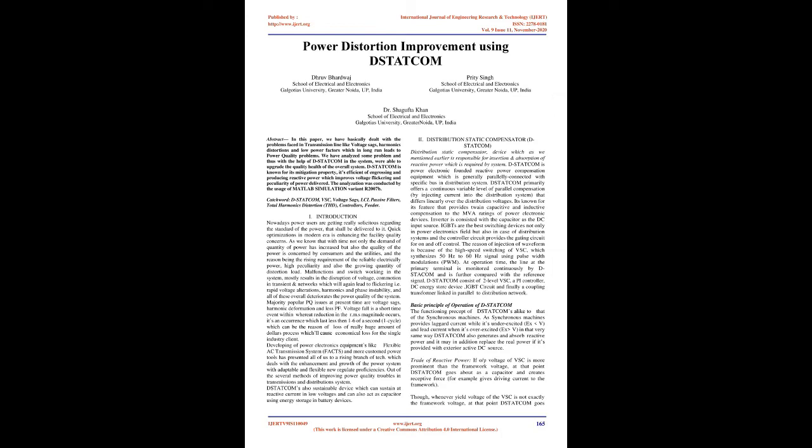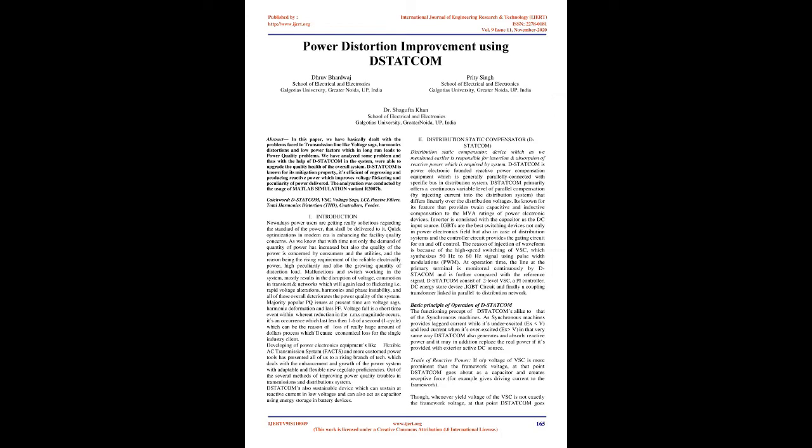Malfunctions and switching operations in the system mostly result in the disruption of voltage, commotion in transients and networks, which will again lead to flickering, i.e. rapid voltage alterations, harmonics, and phase instability, and all of these overall deteriorate the power quality of the system. The most popular PQ issues at present are voltage sags, harmonic distortion, and low PF.